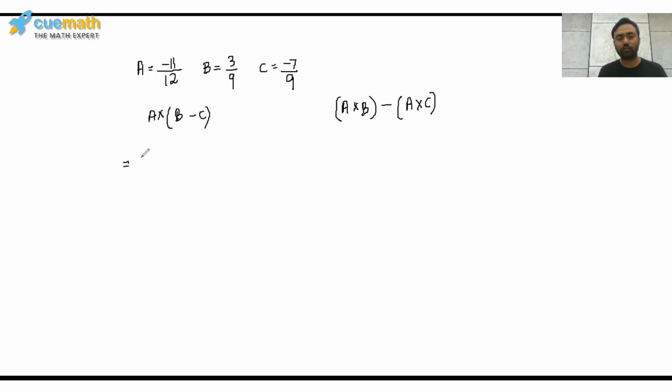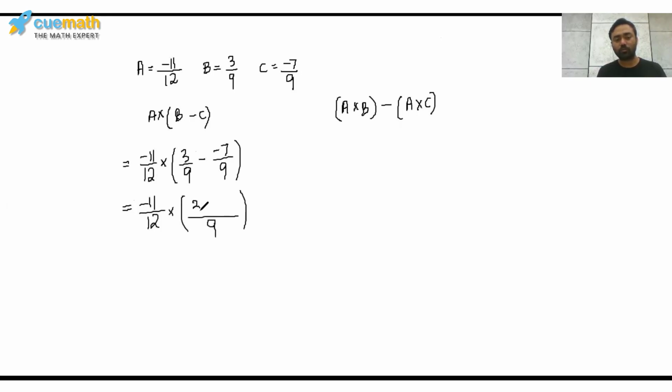So A, as we know, is negative 11 over 12, times B is 3 over 9 and C is negative 7 over 9. Let's solve the bracket part first. So negative 11 over 12 times the bracket part would give us 9 as the LCM, and the numerator would be 3 minus minus 7. So minus minus 7 would make this plus 7 eventually. So negative 11 over 12 times 7 plus 3 is 10 over 9.